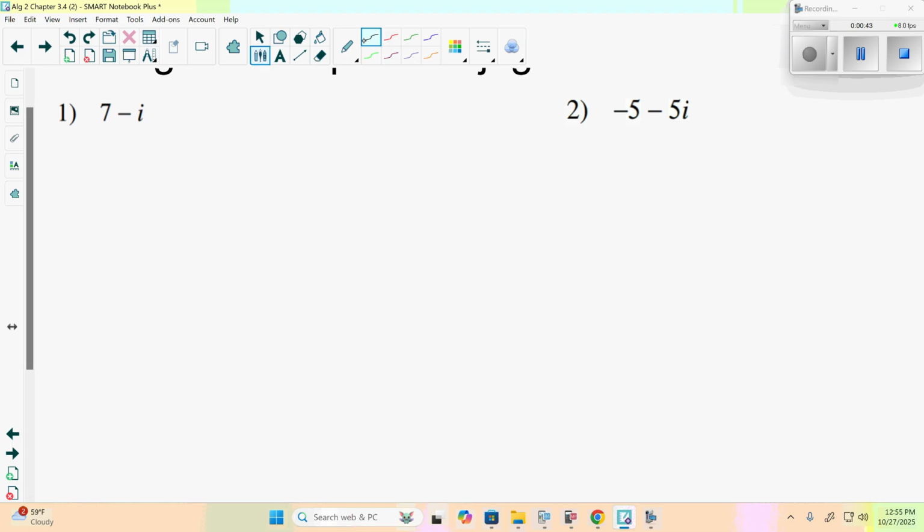So if we look at the first one here, 7 minus I, well, the complex conjugate of 7 minus I is what? That's it. 7 plus I would be the complex conjugate of 7 minus I. Questions on this here?